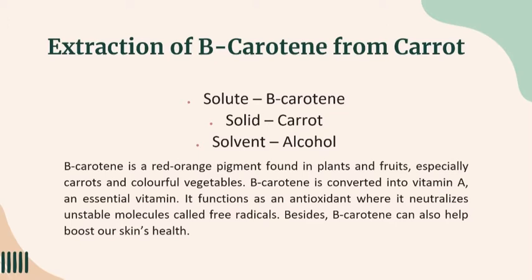So what is beta-carotene? Beta-carotene is a red-orange pigment found in plants and fruits, especially carrots and colorful vegetables. Beta-carotene is converted into vitamin A, which is an essential vitamin. It functions as an antioxidant where it neutralizes unstable molecules called free radicals. Besides, beta-carotene can also help boost our skin's health.